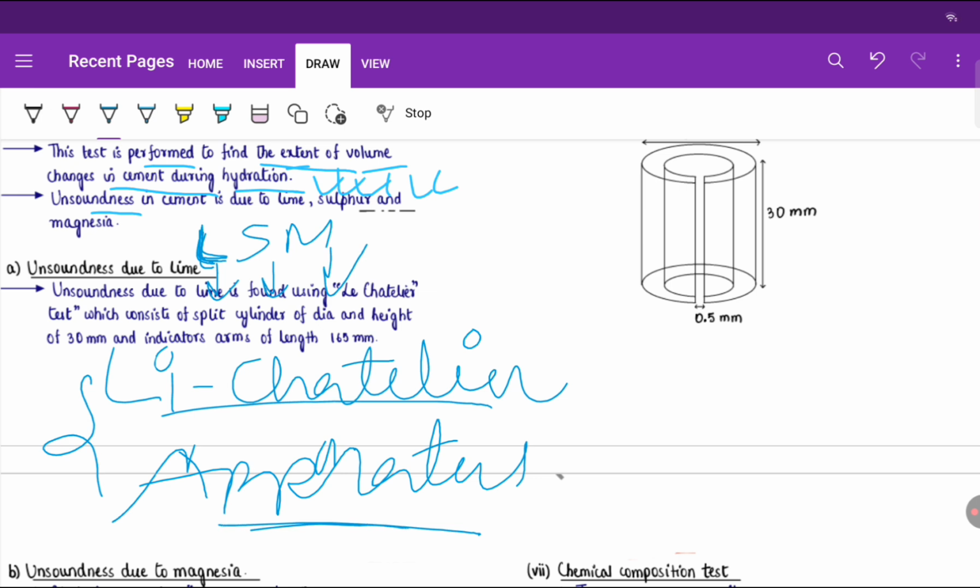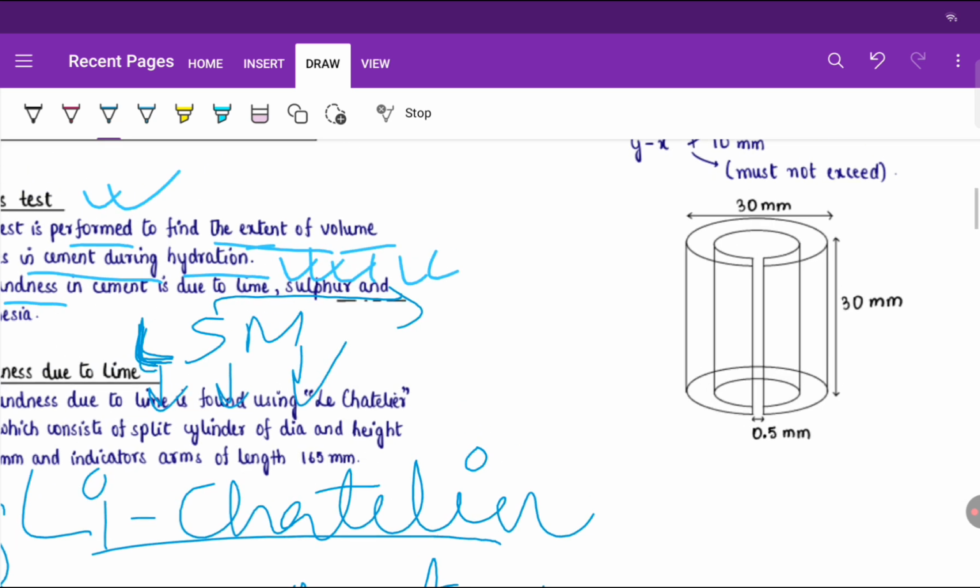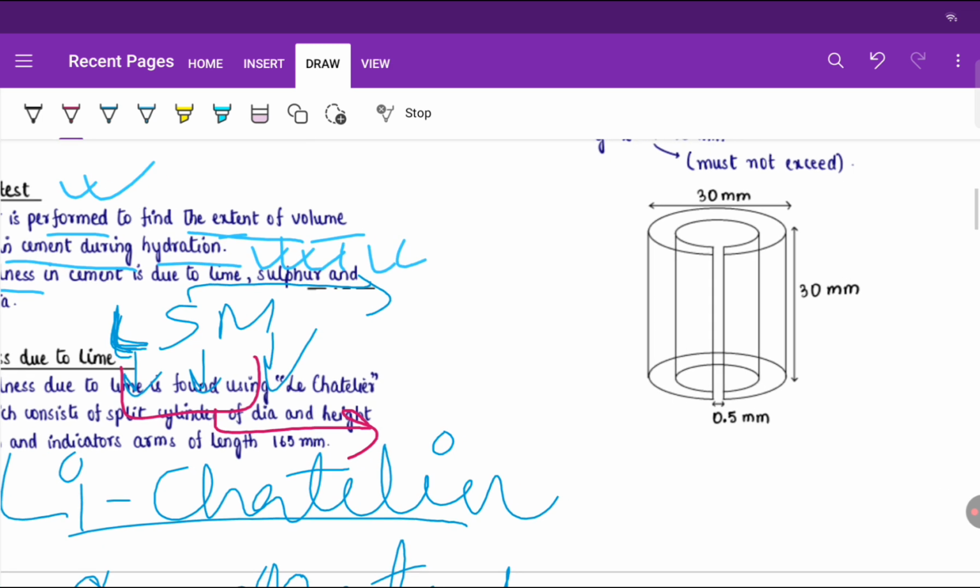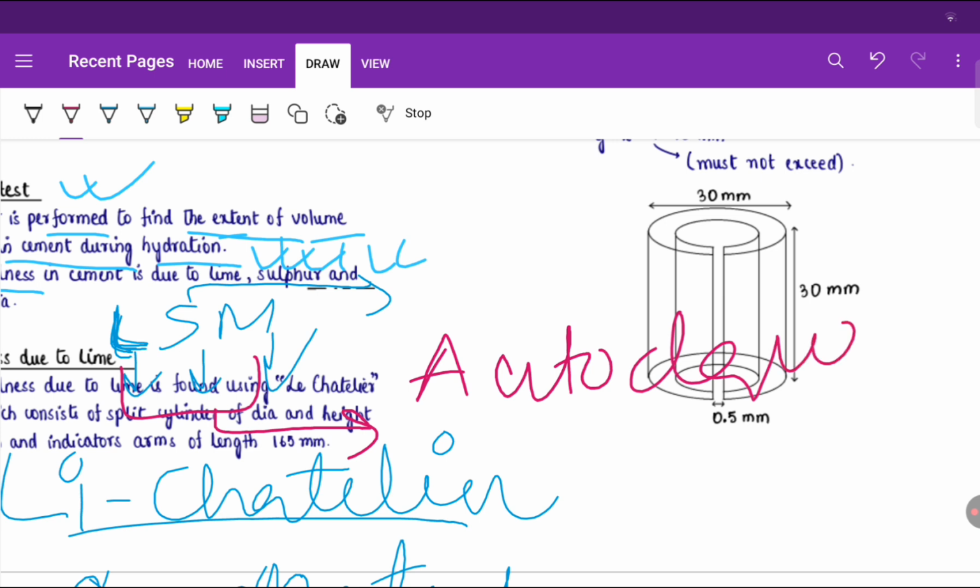For sulfur, there is no test available to find the soundness due to sulfur. For both lime and magnesia, there is a test. There is an apparatus named autoclave.